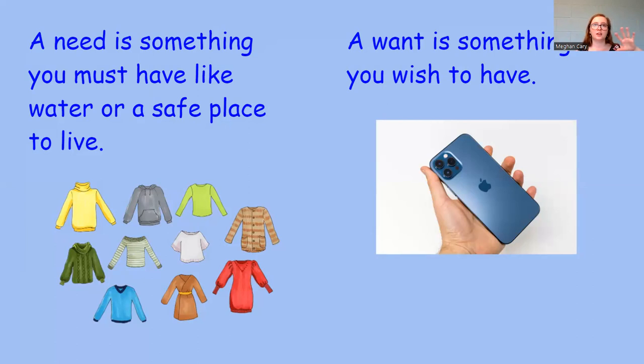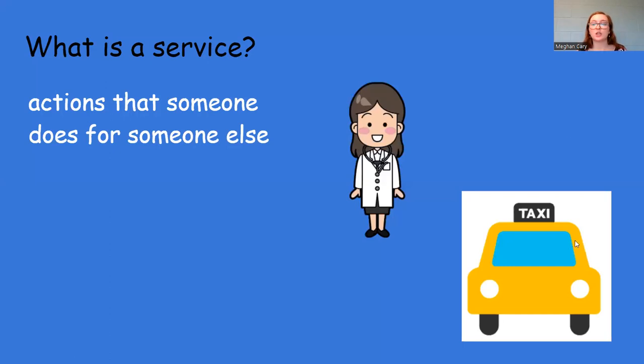So let's move a little out of the way from goods. So we have goods, and then branching down is a need and a want. And on the other side, we have services. So what is a service? A service is an action that someone does for someone else. For example, a doctor, their job, their occupation is to serve other people. They protect, they take care of the sick. A taxi driver, their service is they drive people places. And a teacher, my service is that I teach my students and I care for them.